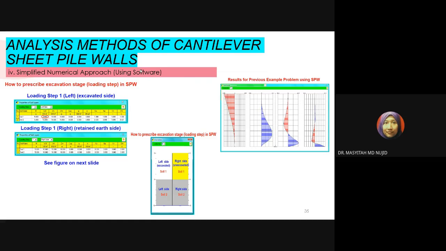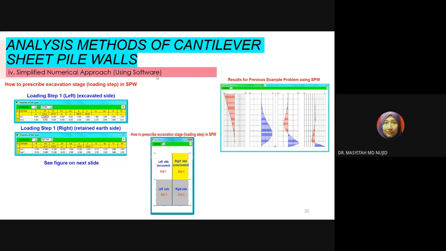Because in the computer simulations, we want to simulate the real site condition for excavations by assigning different excavation stage or different loading step. So first of all, when you set the loading step equal to 0, that is the initial conditions. Then when we want to simulate the excavation process on site, we assign loading step 1 on the left side as the excavated site for soil 1, and then we assign loading step 1 on the right side here as the unexcavated soil, or we call it the retained earth site. So you get all the inputs for soil 1, soil 2 for different loading steps.